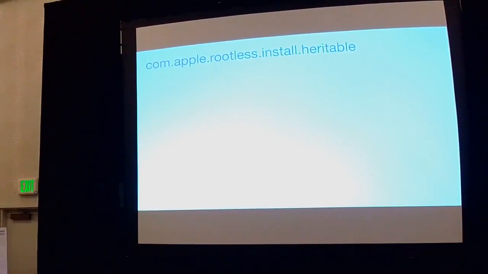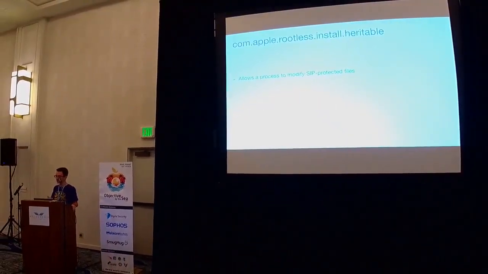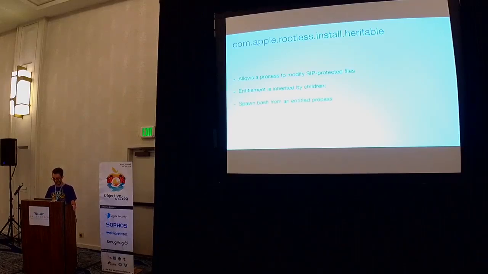So just like the non-heritable version, the rootless.install.heritable entitlement allows a process to modify SIP-protected files. However, this entitlement is inherited by any child processes that start up. And so this gave me an idea, which is why not use task_for_pid to spawn a bash shell from inside a process with this entitlement. Bash will inherit the rootless entitlement, and so will all the processes that run inside this shell.